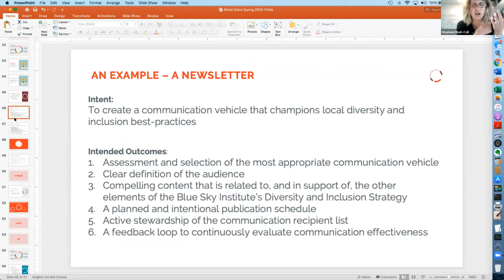So again, these are not activities. We're not saying go build a distribution list, right? That would be something we'll do after we've defined who our audience is. That's an activity, but we're anchoring our first set of actions in intended outcomes. We're articulating our intended outcomes so that we can be assured that we're going to achieve our intent. Next slide.